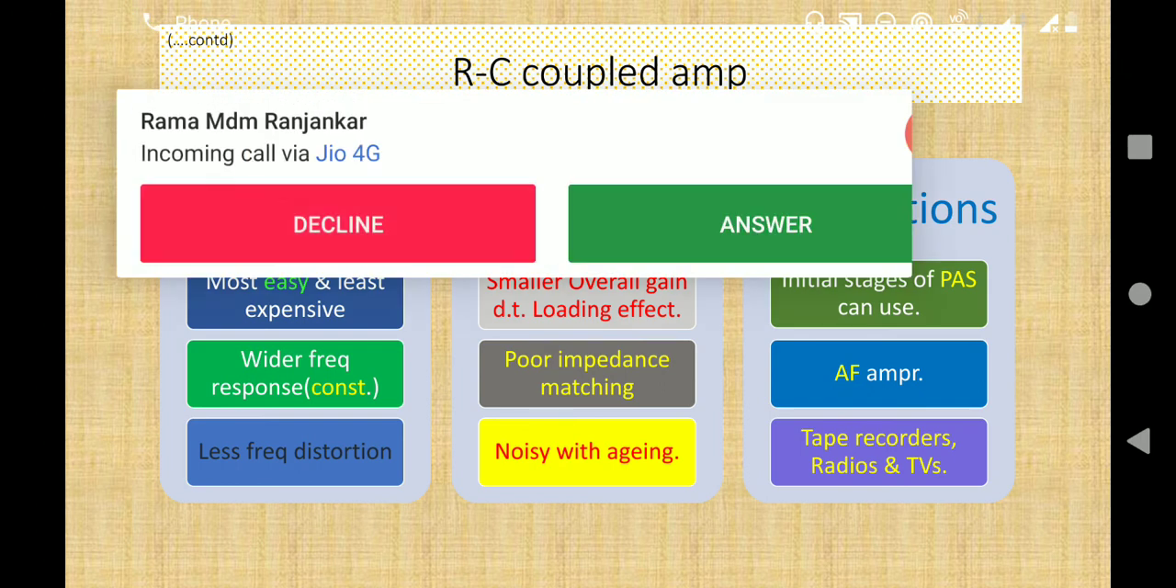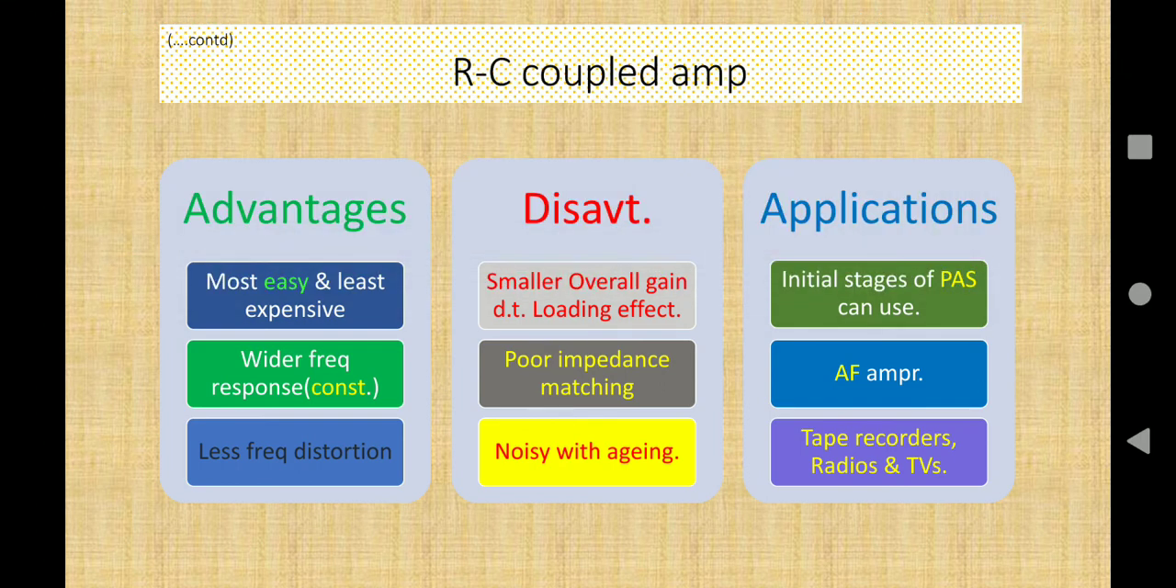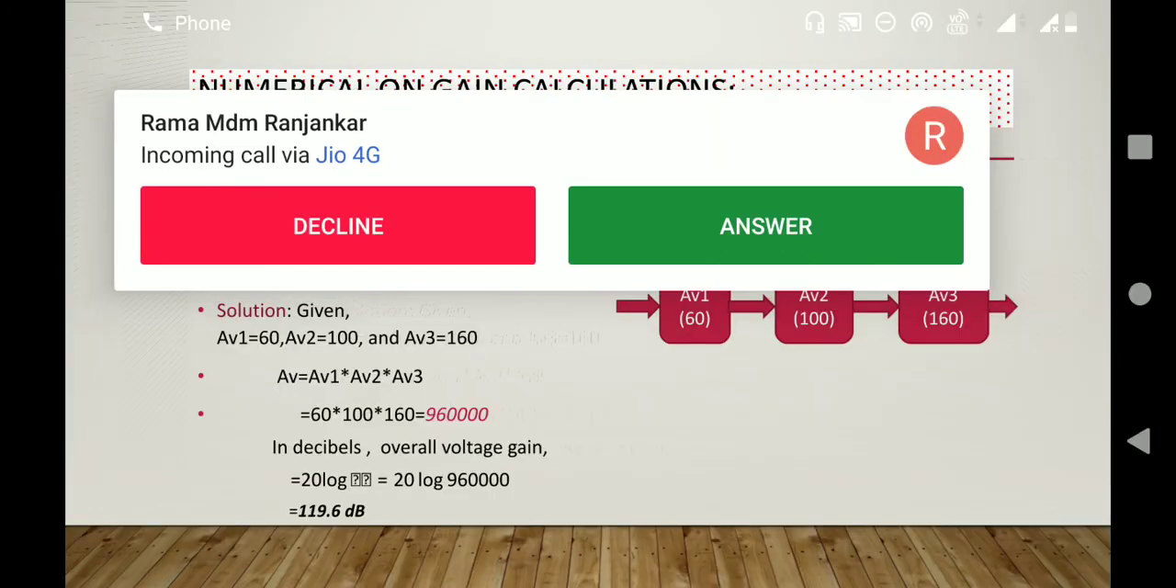Then the advantages of RC coupled amplifiers: most easy, and since we are making use of resistor and capacitor, less expensive, wider frequency response, less frequency distortion. Disadvantages: a smaller overall gain due to loading effect and poor impedance matching. Noisy, it becomes noisy with aging. And applications: the initial stage of public address systems makes use of RC coupled amplifiers, in audio frequency amplifiers, tape recorders, radios and TVs.